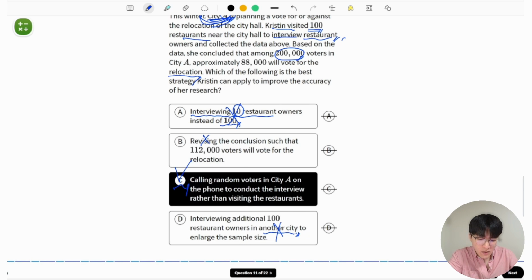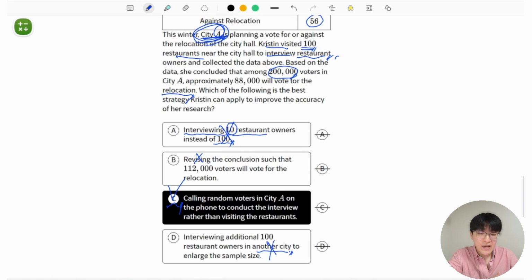Now, the problem about restaurant owners is that if you ask only the restaurant owners instead of the whole city, like random people in City A, restaurant owners have a lot to deal with. They have their own place, they have their own supplies inside of the restaurant. We can kind of see how restaurant owners might not want to relocate because there's a lot of stuff they have for City A. So that's why we have a biased answer, making that the key factor driving the accuracy down.